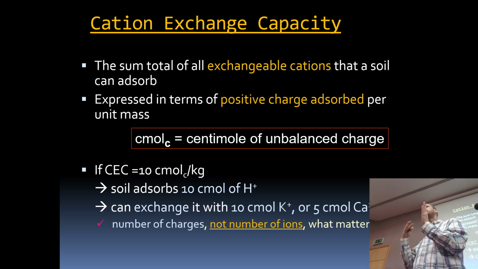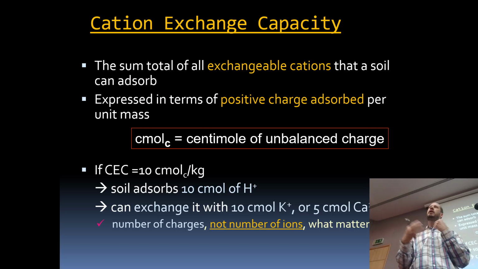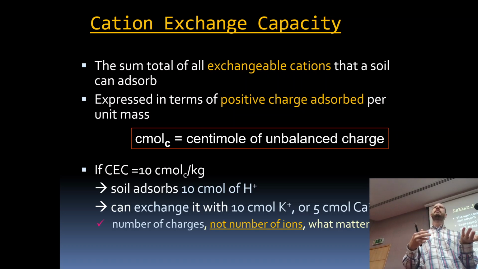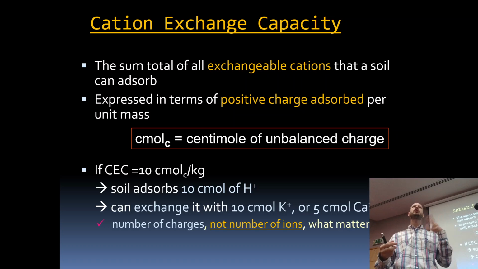Some clays will have more charge, some clays will have less charge. And the more clay you have, the more charge you will have. The more organic matter you have, the more charge you will have. CEC is a measurement of how much charge you have on the soil. Now this charge can absorb ions. There's a capacity of this charge to absorb ions. How many ions will you absorb? It depends on the valence of those ions.